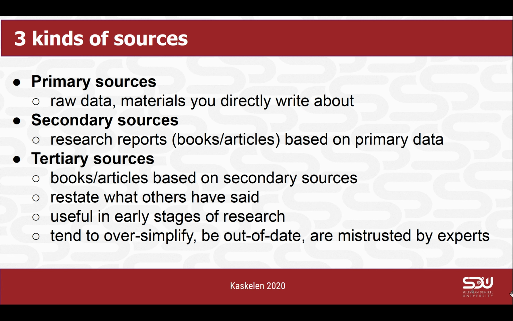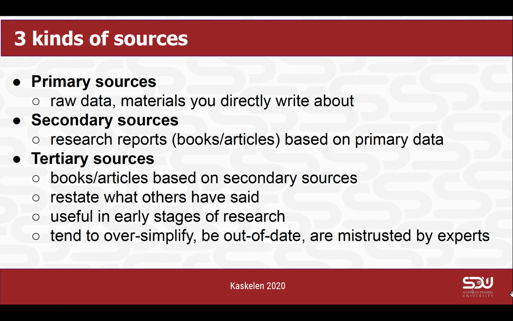So there are 3 kinds of sources that people typically use in research. The first kind is primary sources. This is your actual raw data, materials you directly write about, and sometimes you use them in your literature reviews as well. But mostly you use them for actual, empirical research, right? But yeah, it happens that we use them in literature reviews, although very rarely, especially at the undergraduate level.